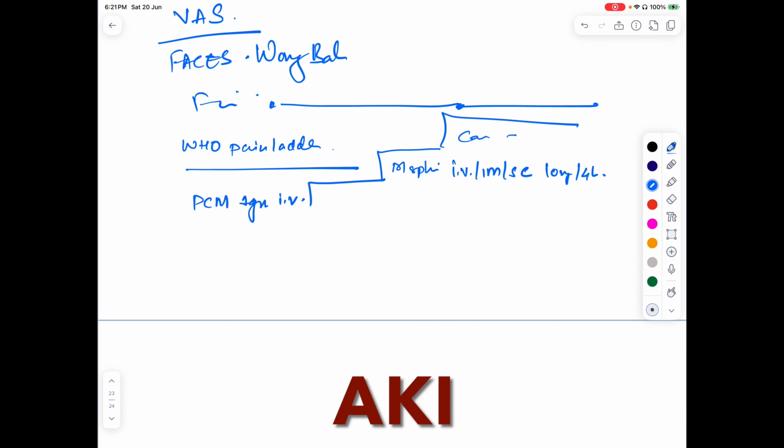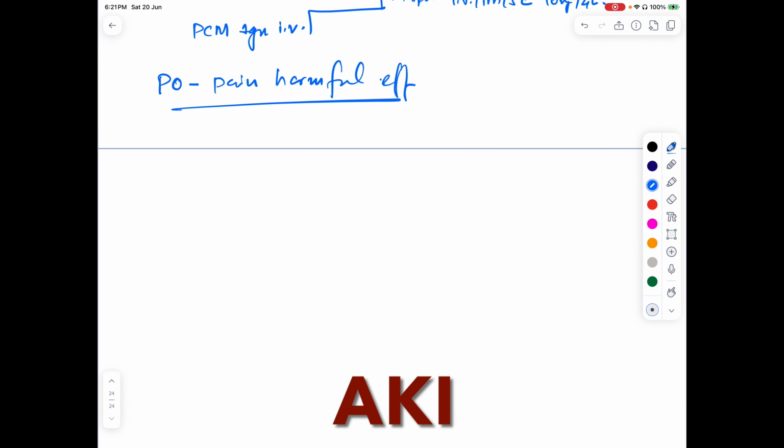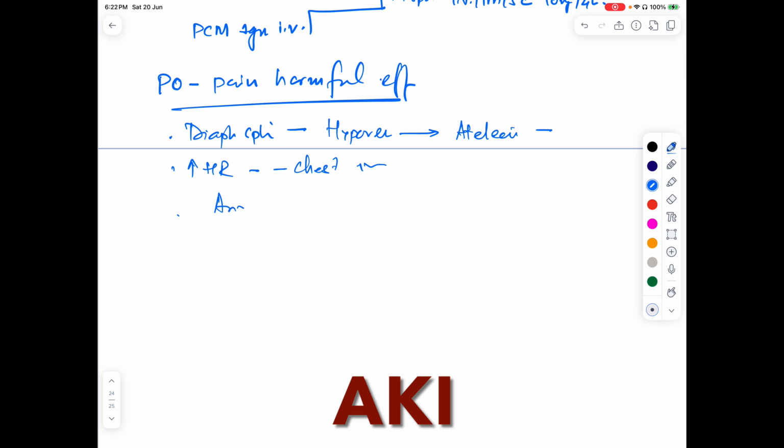Now, post-op pain, what are the harmful effects? So the patient is in pain, so he will not take deep breaths, that is called diaphragmatic splinting, and it leads to hypoventilation, leads to atelectasis. Second, the patient can have increased heart rate, that is tachycardia, chest infection, anxiety because of pain, immobility, so stress is increased.